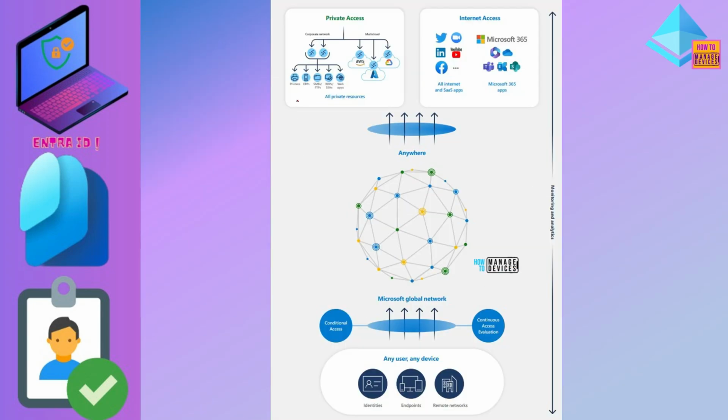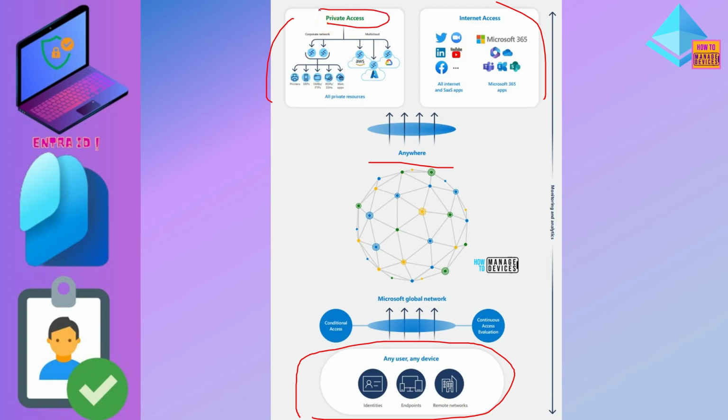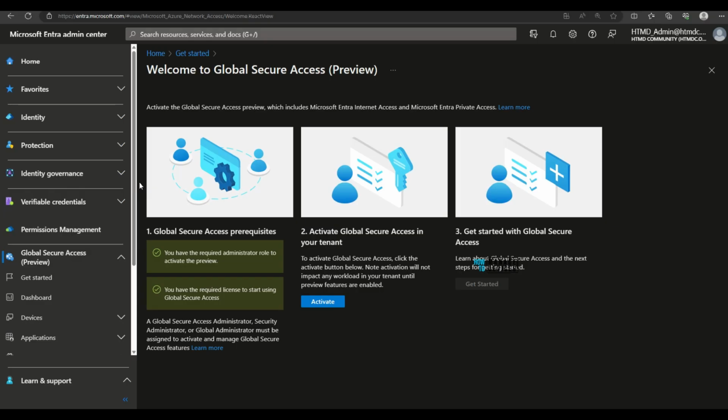This is a very high-level overview of private access, internet access, and how Microsoft is connecting identities, endpoints, remote networks with private applications and resources and internet applications and resources using Microsoft Entra solutions, which we discussed in the previous slide. Now let's quickly check the experience of the Entra Admin Center portal over here and how to enable global secure access for your tenant. So if you log into entra.microsoft.com and if you scroll down, you would be able to see a global secure access option over here.